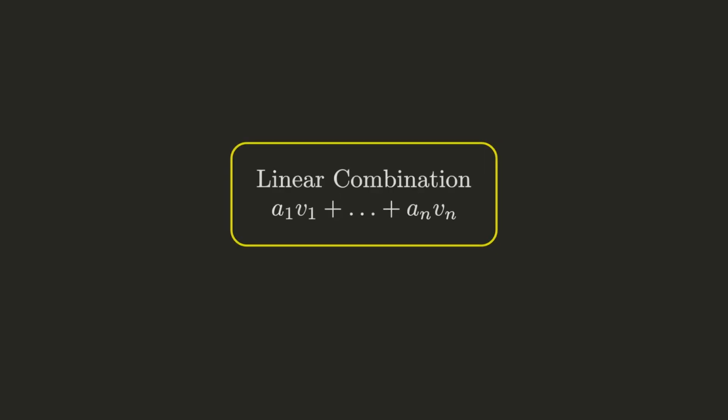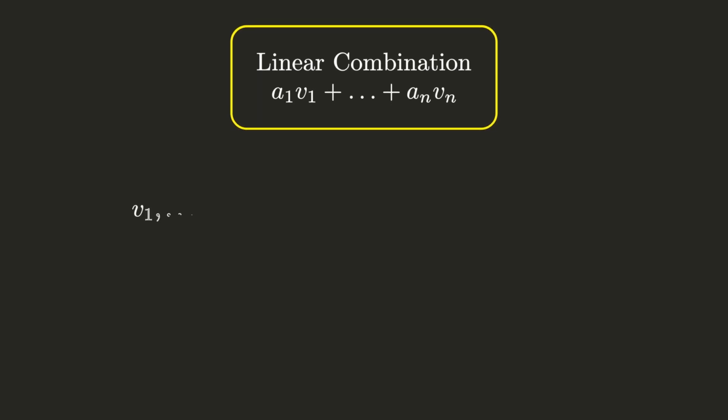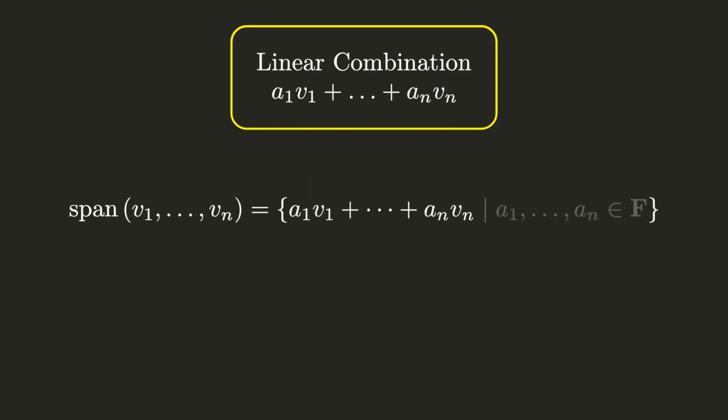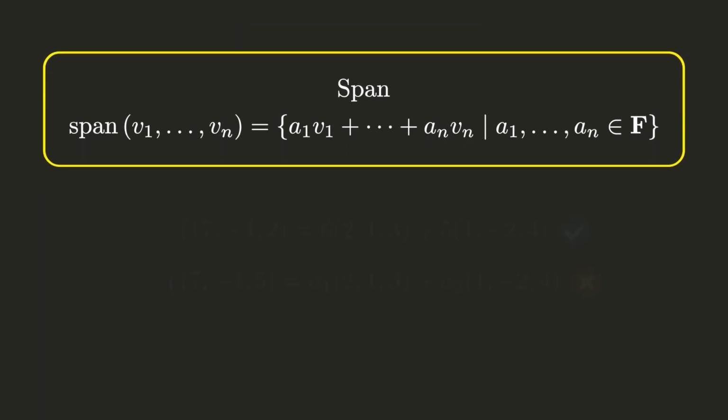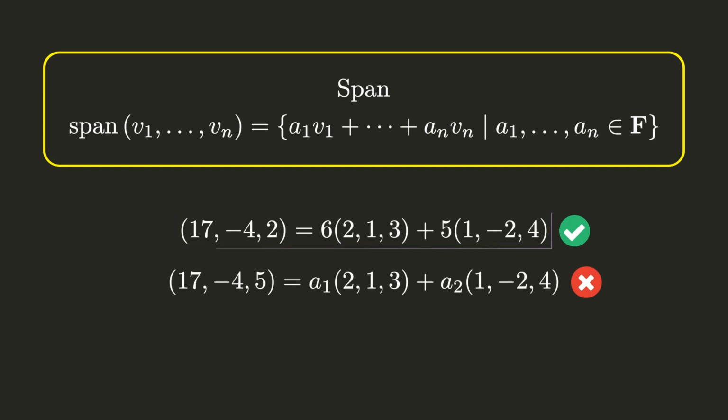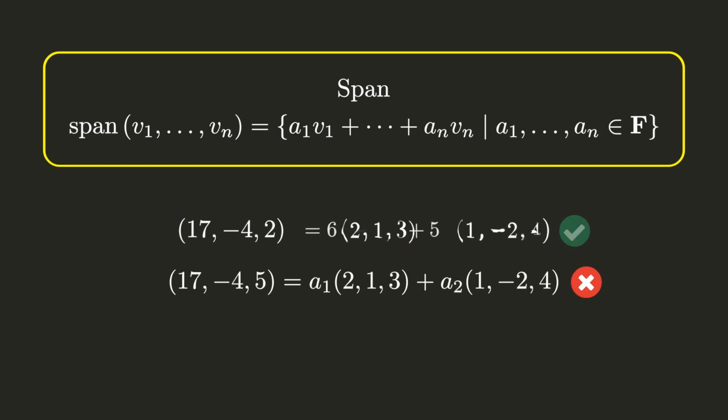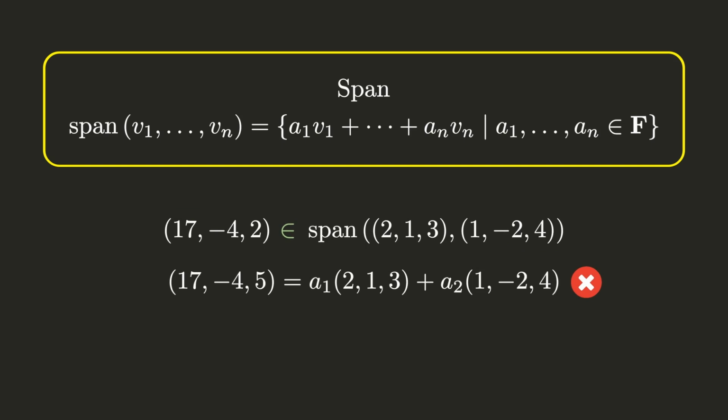Now we introduce a closely related concept, span. Recall the definition of a linear combination. Suppose again that we have a list of vectors v1 through vn. The span of these vectors is just the set of all of their linear combinations, where the a's are the coefficients. So that's the definition of a span. Going back to the previous examples, (17, -4, 2) being a linear combination of these vectors means it's in the span of these vectors, while (17, -4, 5) not being a linear combination of them means it's not in the span of those vectors.